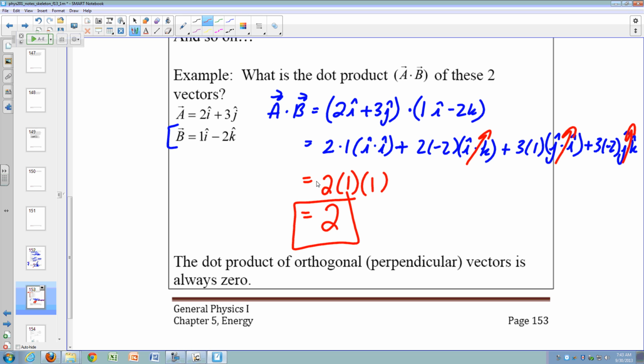This is a scalar quantity. It has no direction information. In fact, that's why we call the dot product also the scalar product. We'll get into another vector product later, which is called the cross product, which is going to be called the vector product.